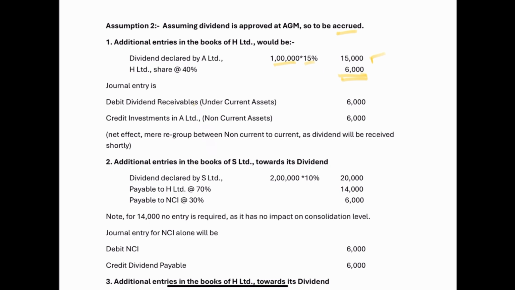So the entry will be, H Limited has to receive 6,000 from A Limited. So it's a dividend receivable. 6,000 rupees needs to be debited. And to that extent, the investment value needs to be reduced, 6,000. So in the disclosure, your current assets will be increased and the non-current assets will be decreased. So that's the first entry.